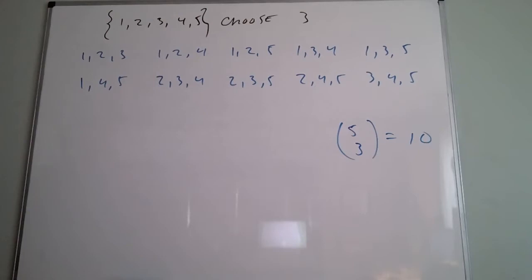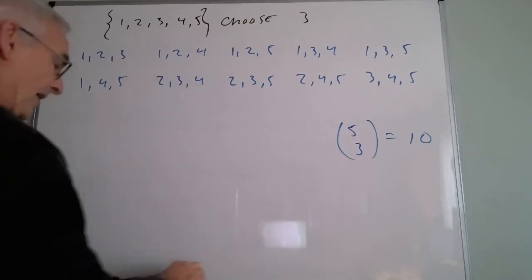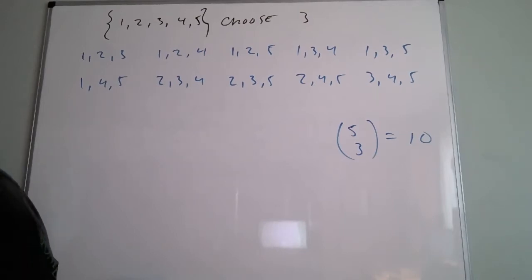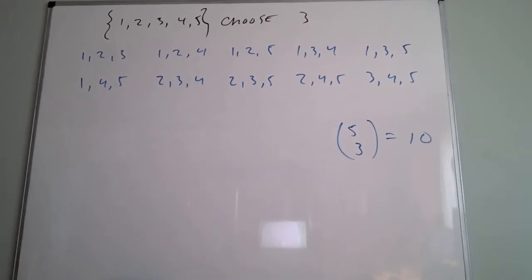So now what if I allow for repeats? Then once again, if I've got everything up here, which I think I do, let's see: 1, 2, 3, 1, 2, 4, 1, 2, 5, 1, 3, 4, 1, 3, 5, 1, 4, 5, 2, 3, 4, 2, 3, 5, 2, 4, 5. Yes, I had to go through and make sure I got them all.